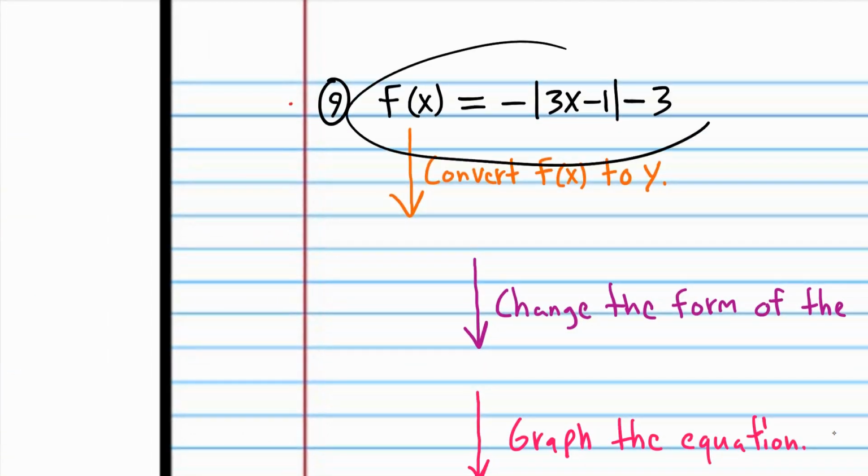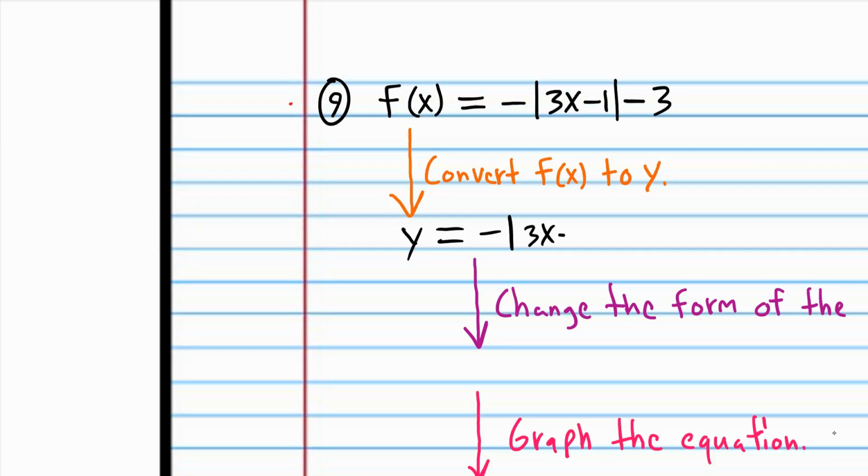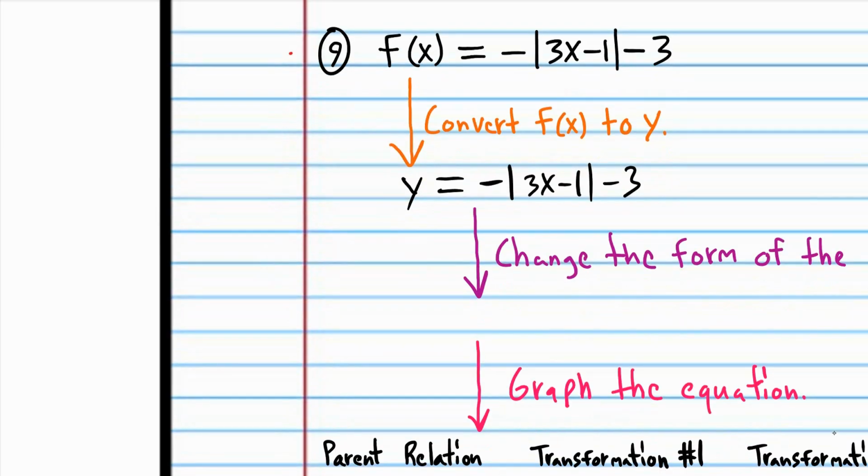So we're going to find the domain and range of this equation, but again we're going to change f of x to y to make it easier for us to keep rewriting that equation. And we're going to get this -3 and the negative here on the other side of the equation so that we can graph it.